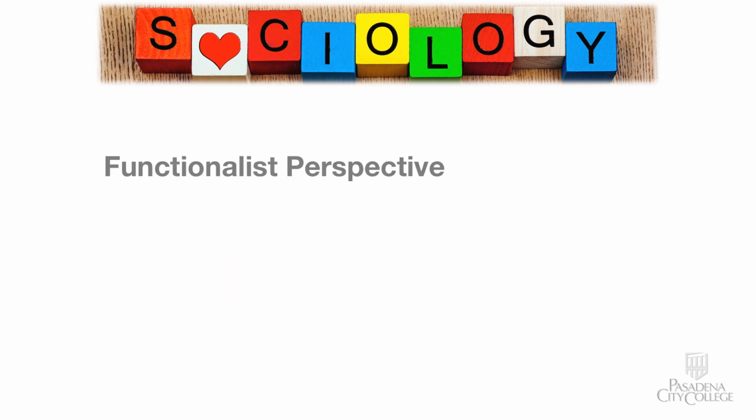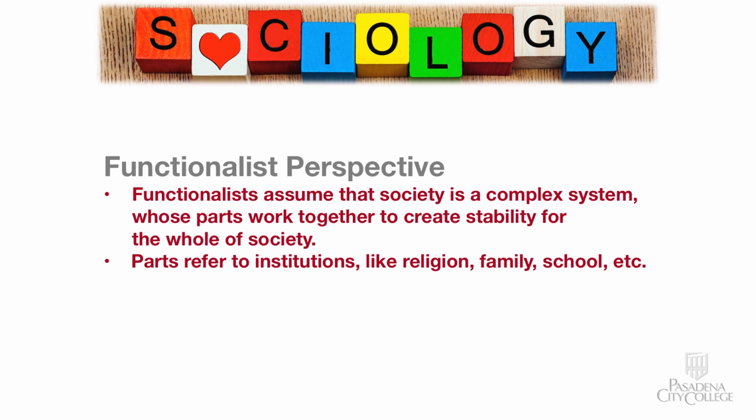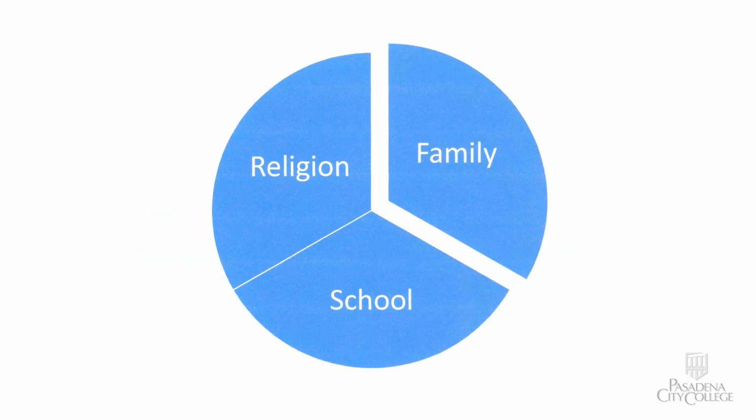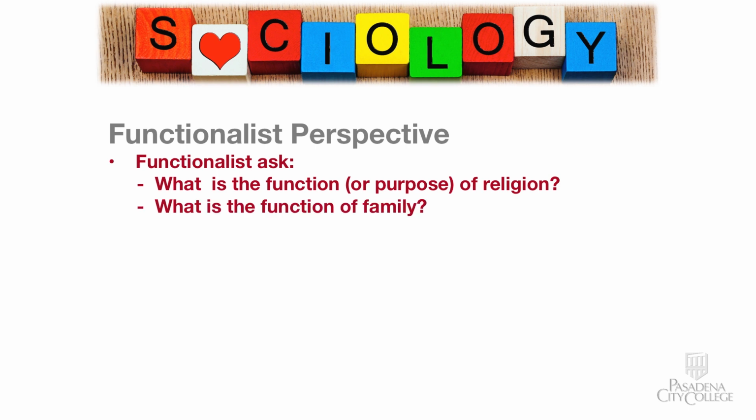Functionalist perspective. Functionalists assume that society is a complex system whose parts work together to create stability for the whole of society. Parts refer to institutions like religion, family, school, etc. Functionalists ask, what is the function or purpose of religion? What is the function of family? What is the function of school?